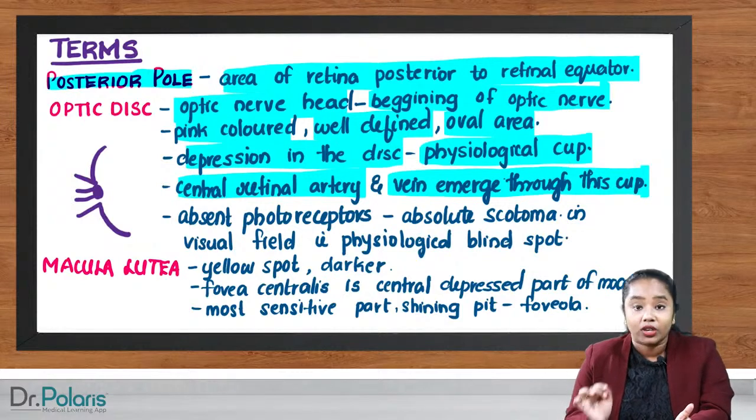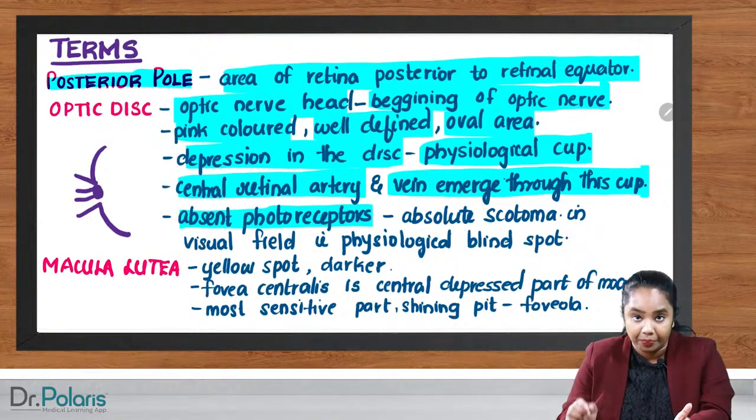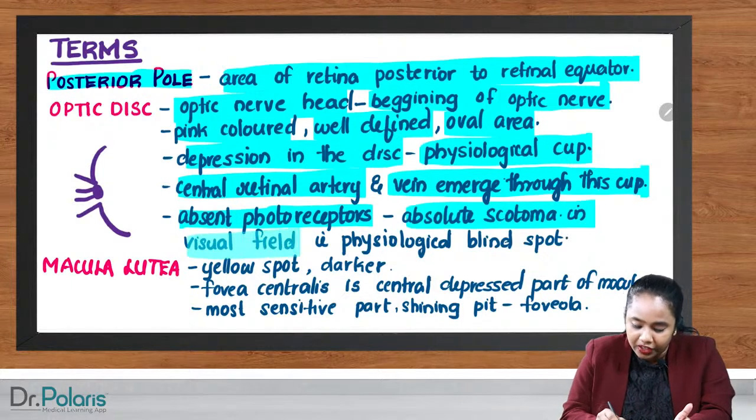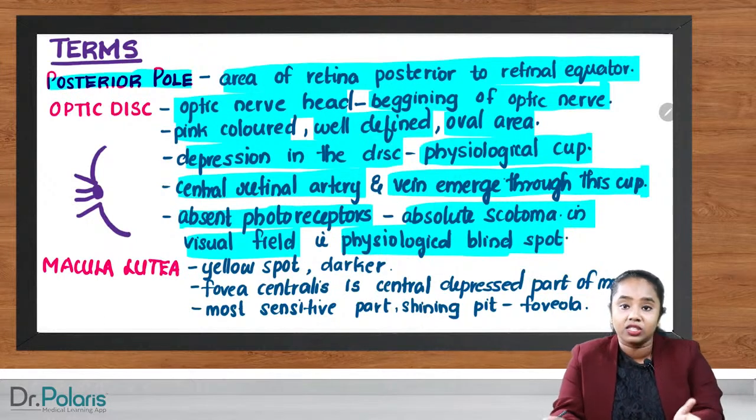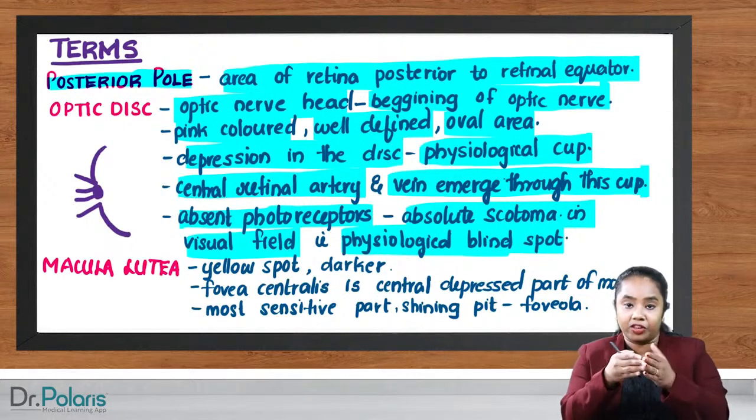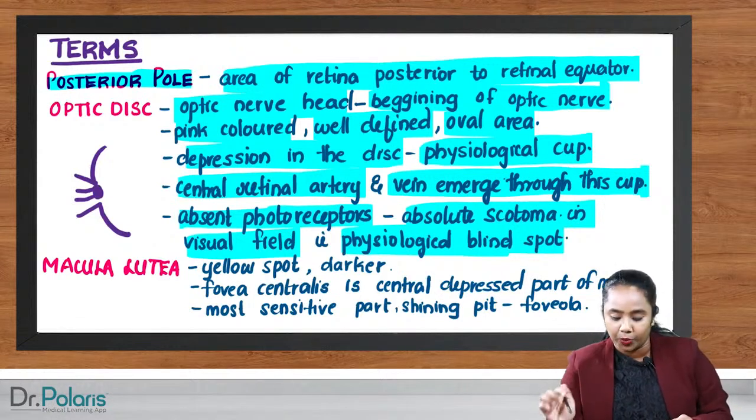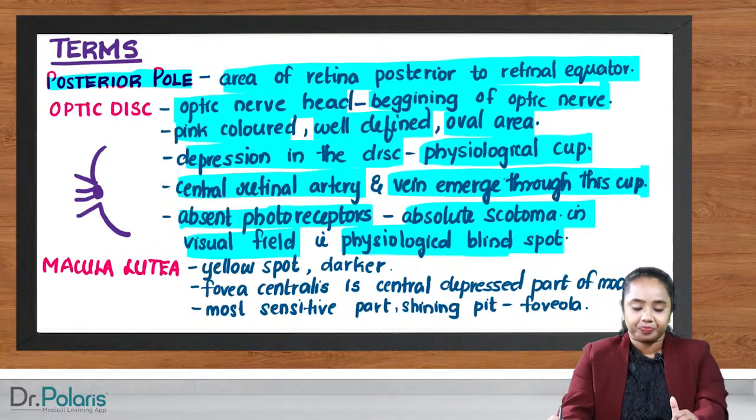Another important thing to note here is that there are no photoreceptors in this area. So an absolute scotoma in the visual field is present, and that is called the blind spot, the physiological blind spot. Photoreceptors are absent in that area, so when you see the visual field, at that point there will be an absolute scotoma, and this area is called the physiological blind spot.